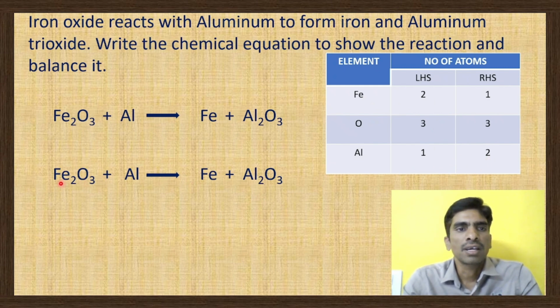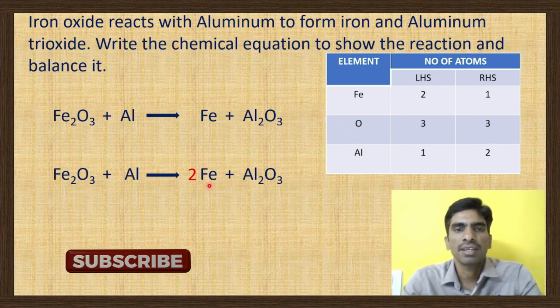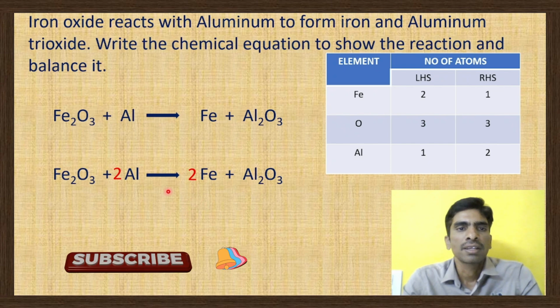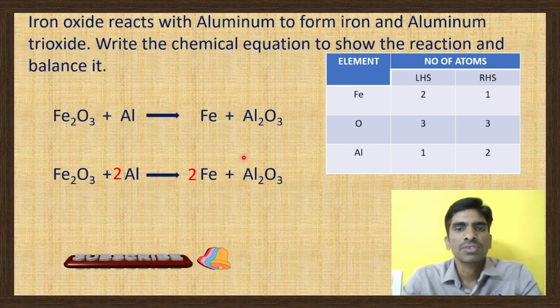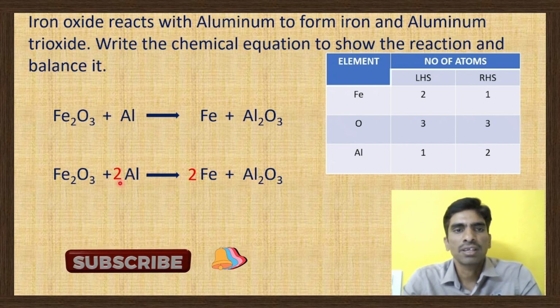Here there are 2 iron atoms on the LHS, but on the RHS only 1. So we have to write the correct coefficient 2 before the iron. And here aluminum atoms, there are 2 on the RHS, but on the LHS there is only 1. So we need to write 2 as the coefficient before aluminum.